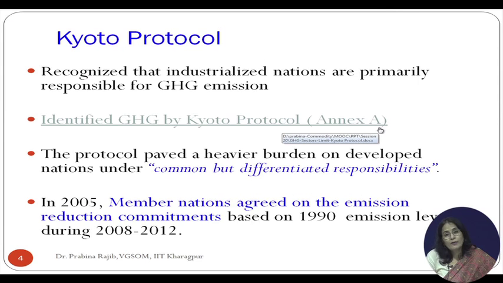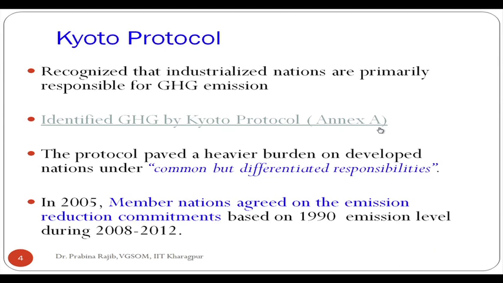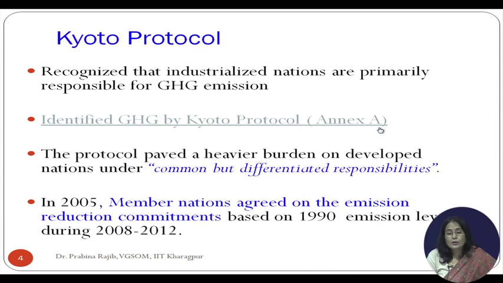During 2005, when this Kyoto Protocol became a binding agreement, the member nations agreed on the emission reduction commitment based on the 1990 emission level during 2008 to 2012. So let me rephrase. In 2005, this Kyoto Protocol agreement became a binding requirement, and as part of this binding requirement, all member nations agreed to reduce their GHG emission, but based on which year's data? That is based on the 1990 emission level, and the reduction is going to happen during 5 years, that is from 2008 to 2012.